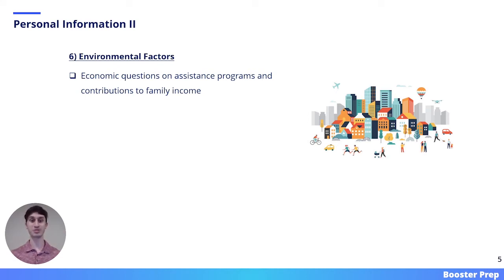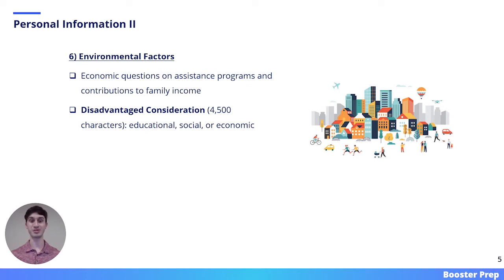Within the personal information section, there is a subsection on environmental factors. Here you will answer questions regarding your family's financial status. You can report if your family has received federal assistance programs or if you have worked in the past to contribute towards your family's income. There is also a disadvantaged consideration. This is a 4,500 character optional prompt where you can discuss any educational, social, or economic disadvantages. So an educational disadvantage is coming from an area where there is a low high school graduation rate. A social disadvantage is coming from a marginalized group, and an economic disadvantage is coming from a low income area.